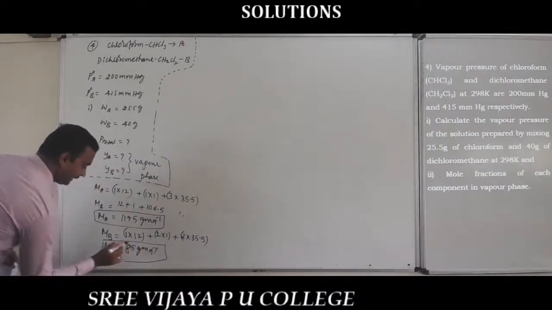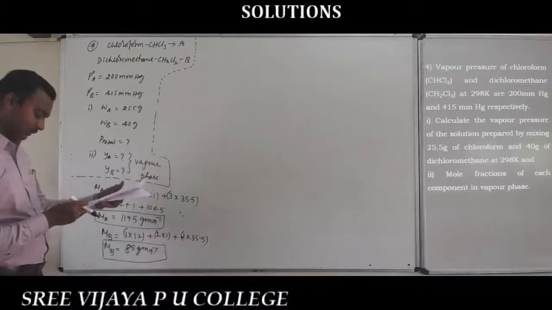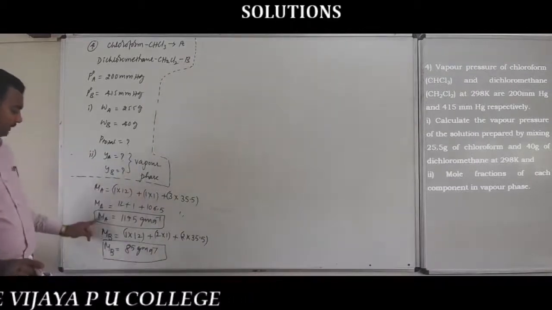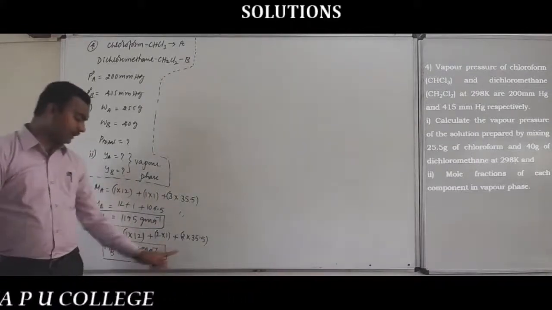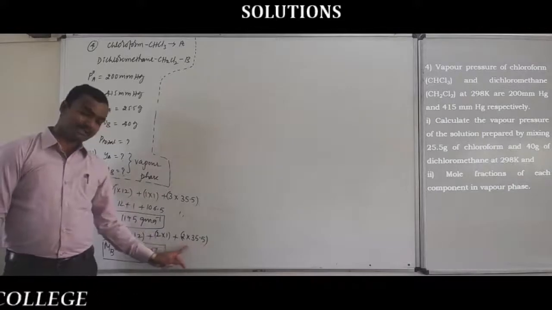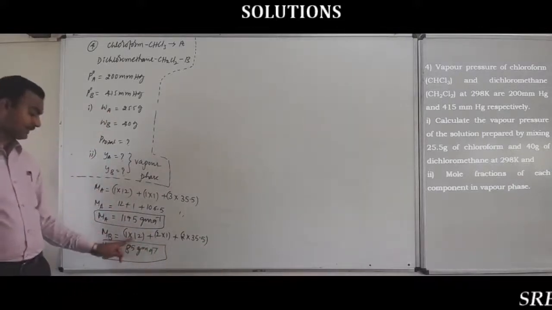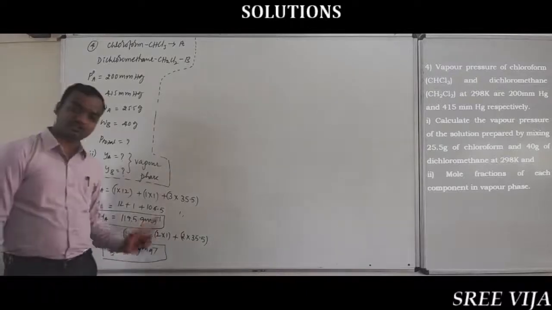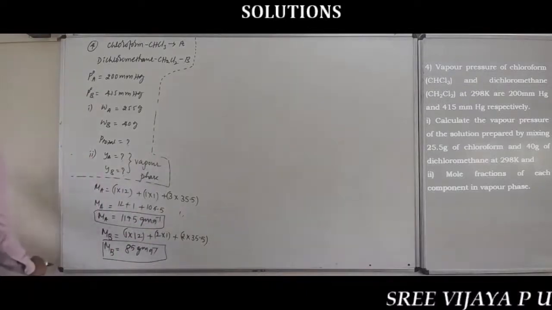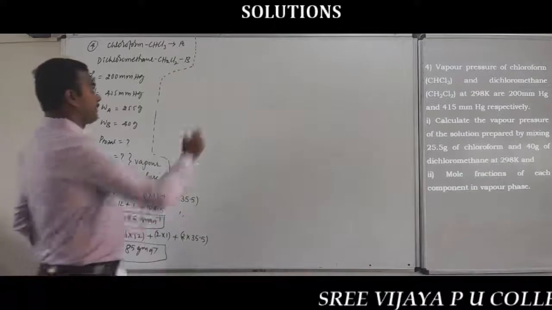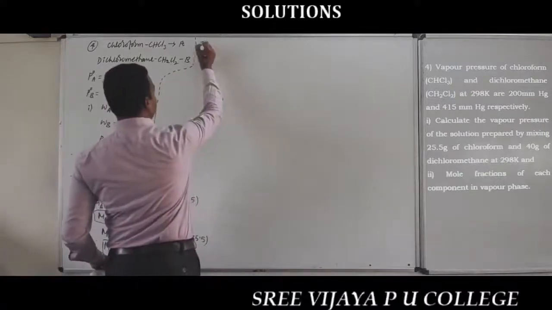That is 85 gram per mole, the molar mass of component B, and the molar mass of component A is 119.5. 35.5 into 2 is 71, 71 plus 2 is 73, 73 plus 12 is 85. So this is the molecular mass of component A and B. So next step, let us start.